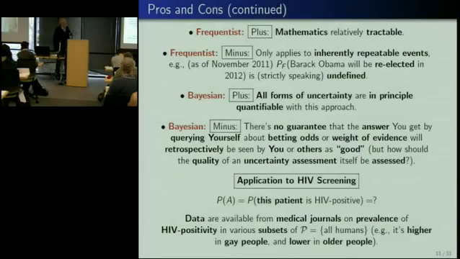The frequency story has the great plus that the mathematics of it are relatively tractable. And indeed, people in the 20th century have proved many useful theorems about that, because it turns out the math is not that bad. But it has the minus, among various others, that it only applies to inherently repeatable events. So for example, roll the clock back to November 2011 and ask yourself, what's the frequentist probability that Barack Obama would be reelected in 2012?